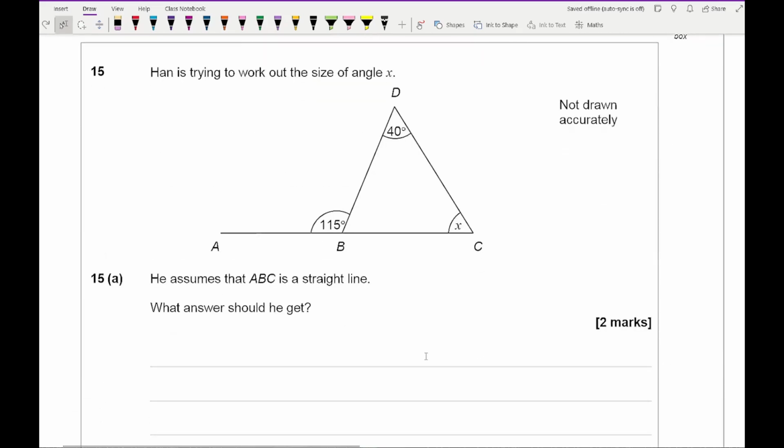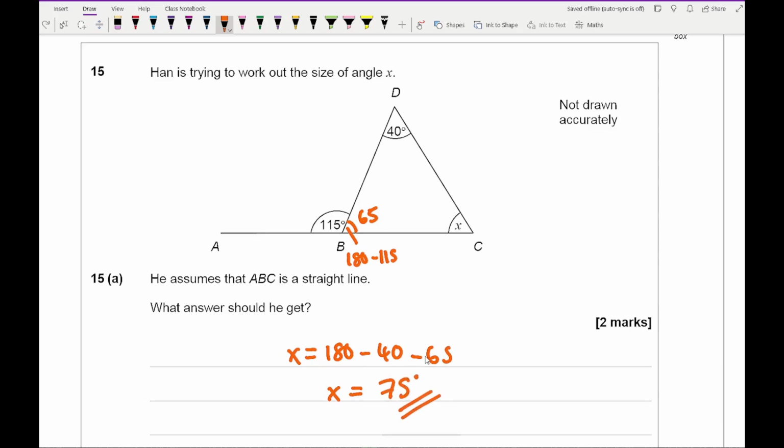Moving on to question 15, it says Han is trying to work out the size of angle X. He assumes that ABC is a straight line. What answer should he get? Well, if it's a straight line, then we can work out this angle here by doing 180 minus 115, which gives me an answer of 65. So X is going to equal 180 minus 40 minus 65, because angles in a triangle add up to 180. And if I work that out, I get an answer of 75 degrees.